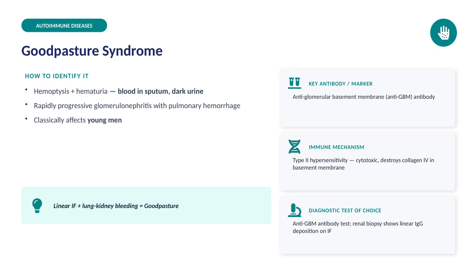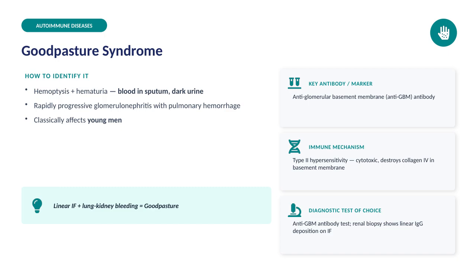It progresses quickly, causing severe kidney inflammation called rapidly progressive glomerulonephritis, along with bleeding in the lungs. It tends to affect young men more commonly. The key to recognizing it is the presence of antiglomerular basement membrane antibodies, which attack collagen IV in the basement membranes of both the lungs and kidneys.